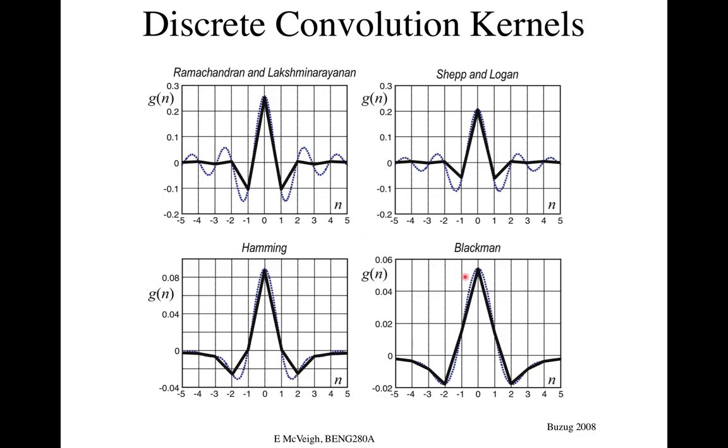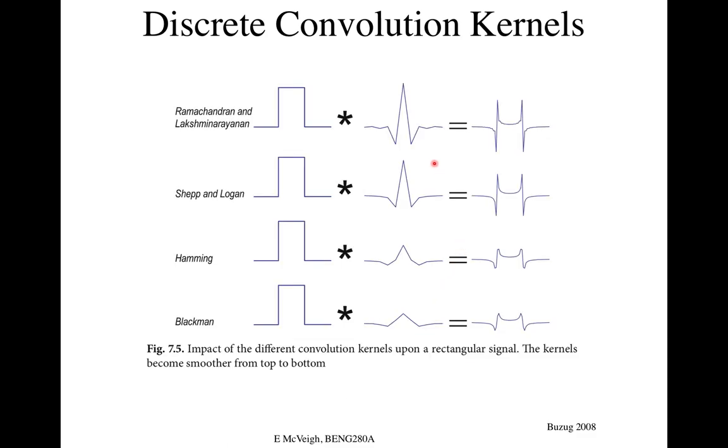So here are some discrete convolution kernels. This is basically the ramp function. Shepp-Logan is here, Hanning here, and a Blackman, which we didn't look at. When you look at what each one of these kernels does to a rect function, it turns it into these shapes, with more extreme edge enhancement going on with the ramp filter, and then that edge enhancement is kind of toned down as we broaden this filter.